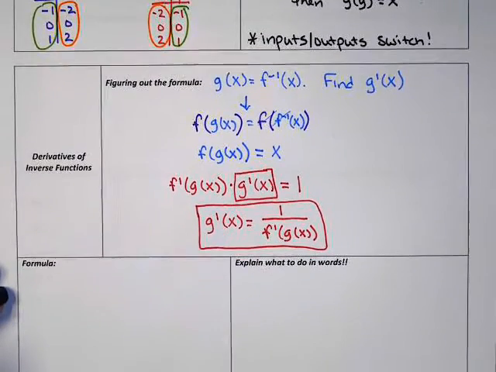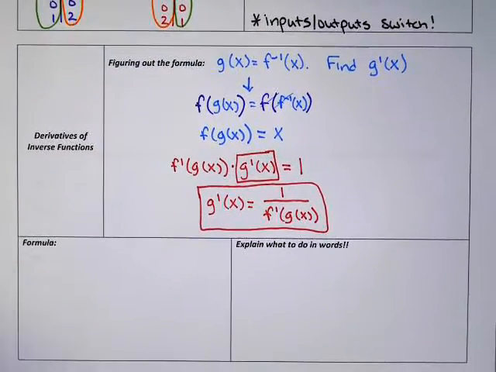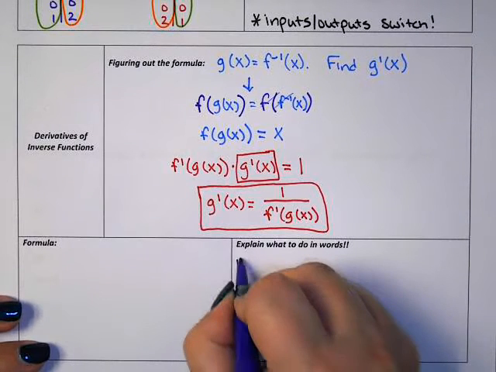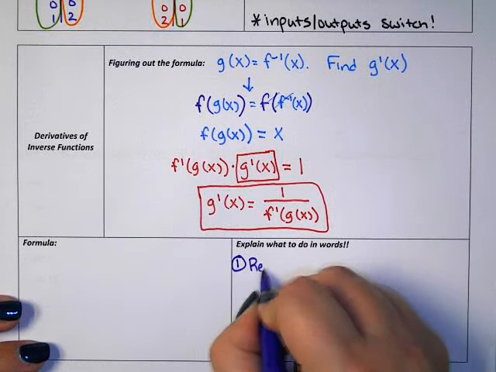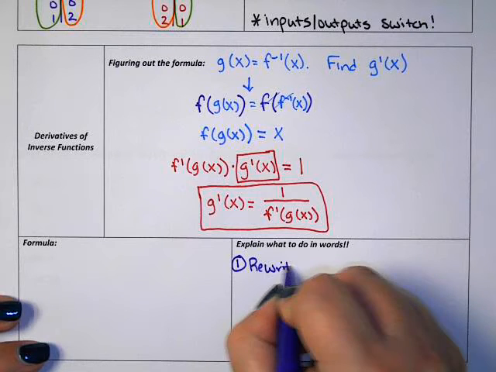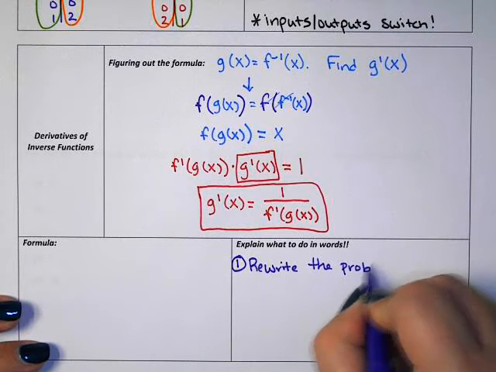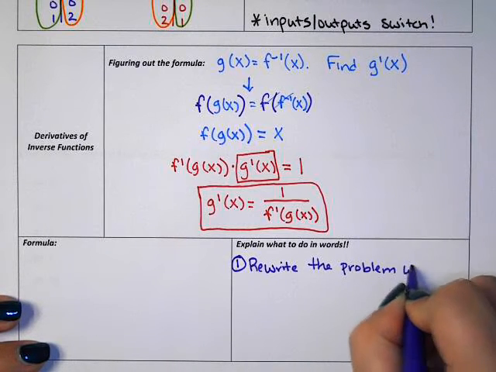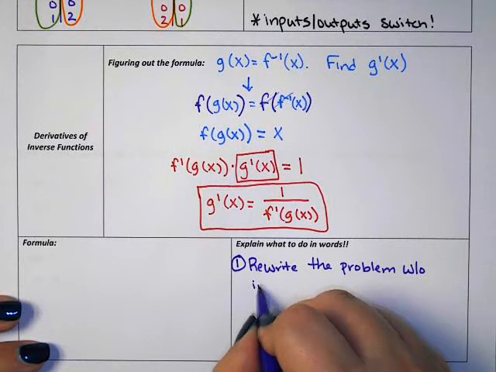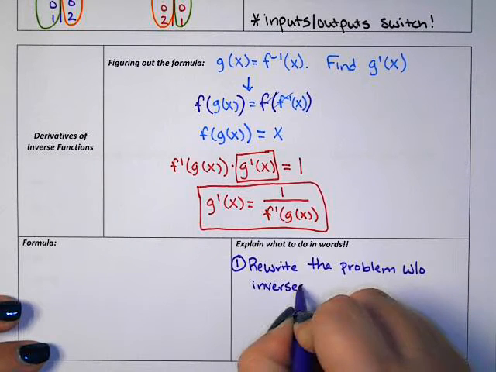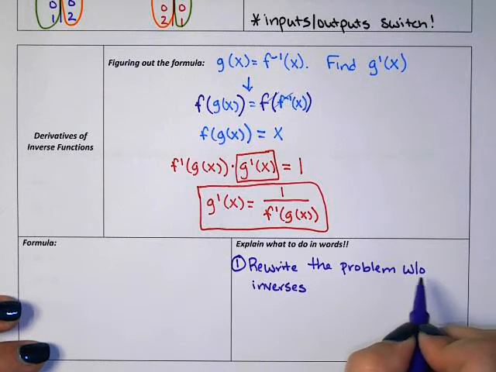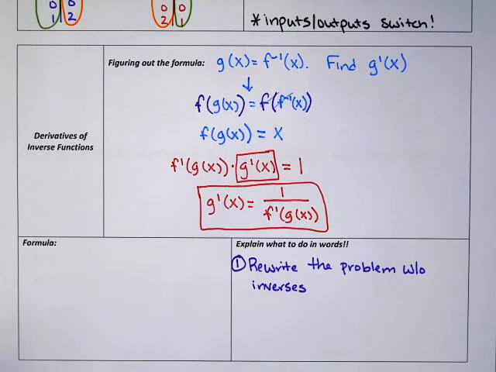So we're going to write out just some quick steps to help us remember what it is that we're going to do. So step 1 is going to be rewrite the problem without inverses. Hopefully you guys are okay. This W/O means without. Sorry.